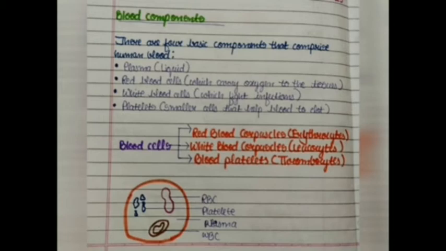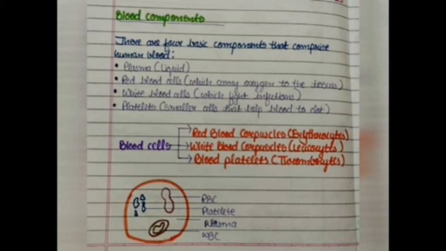Red blood cells are basically circular and biconcave, or disc-like in structure from the side. They do not contain a nucleus. This cell contains hemoglobin and thus it is red in color. It helps in transporting oxygen from the lungs to the tissues.